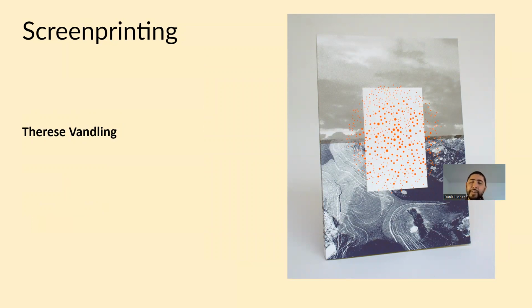So this is using probably three different passes through. There's probably a screen for this blue, probably a screen for this gray, and probably a screen for this orange, and the white was probably just left blank. So you can do multiple layers.